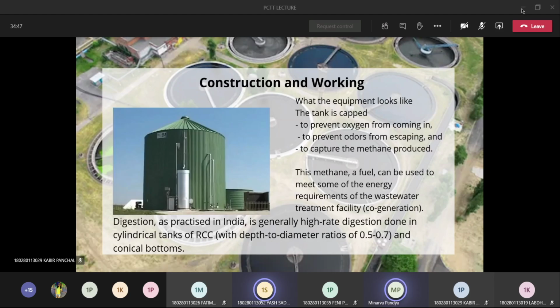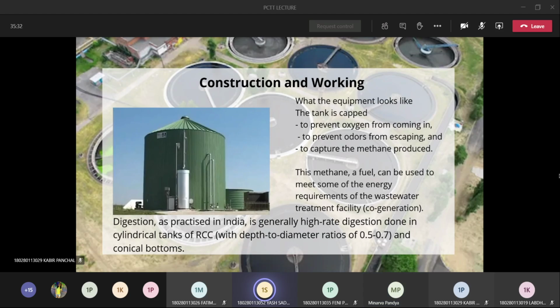Next. Anaerobic sludge digestion is usually performed in a biodigester, as shown in the figure, which is an air and water tight type equipment which is closed at top and has a conical bottom. The main goal of this biodigester is to reduce the biological and chemical reactivity of the sludge. Now, as shown in the figure, the tank is closed at the top to prevent oxygen from coming in, odors from escaping out, and to capture the methane produced in the process. Now, this methane captured can be used as a fuel later to meet the energy requirements of the treatment facility.